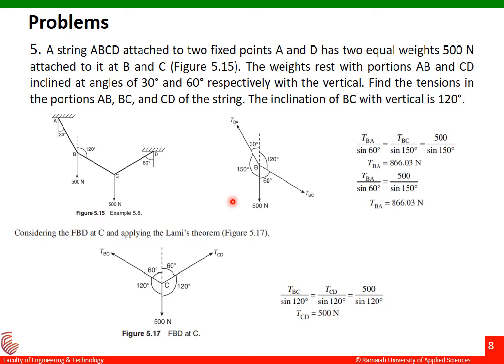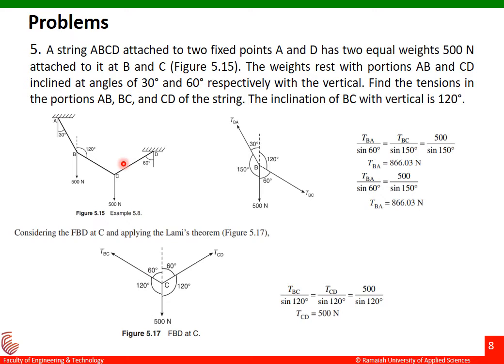The inclination of BC with respect to the vertical is 120 degrees. So this is the given figure over there. Okay, so this figure will be given to you. Fine, let me read the question once again by explaining this figure.